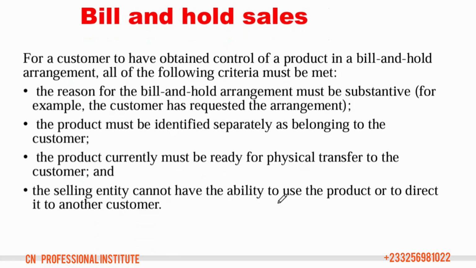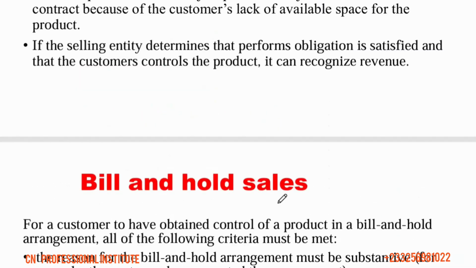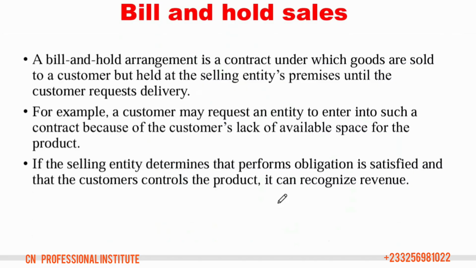So ask yourself, has the customer obtained control of the asset? Has the physical possession been transferred to the customer? And have the risks and rewards been transferred to the customer? If the conditions of control are met, then you can record revenue. An example is where the customer has no space in his or her shop, so the customer buys from you and tells you to keep the goods for him or her. That's bill and hold.